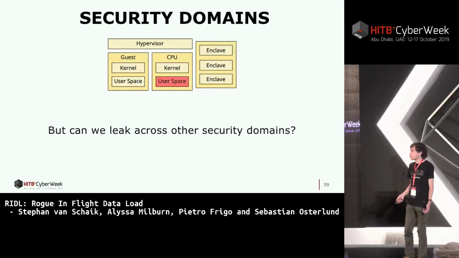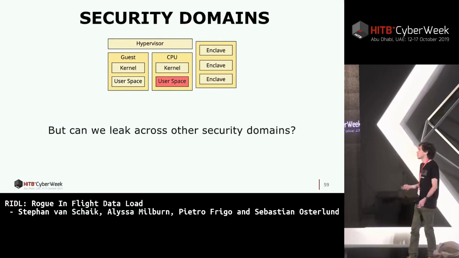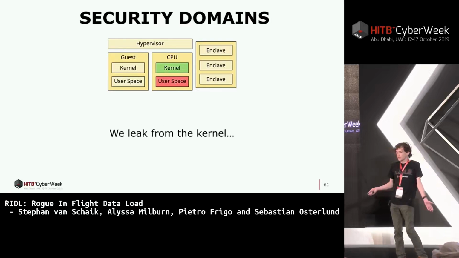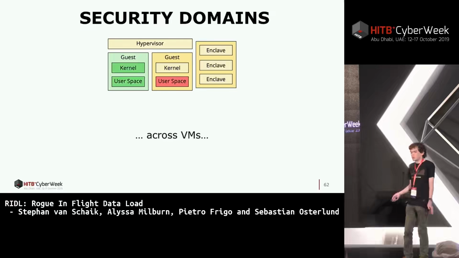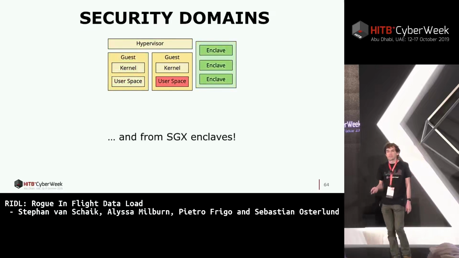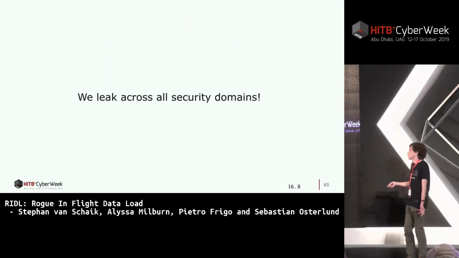But the question is, of course, on a modern system, you also have different security domains. Like you have the kernel, you have the hypervisor, you have different VMs. You might even have something called SGX, which provides security enclaves. And the question is, can we still leak across these different security domains? And the answer turns out, yes, we can. So we can leak from the kernel, we can leak across VMs, and we can leak from the hypervisor, and even from these SGX enclaves. Basically, we leak across all the security domains.